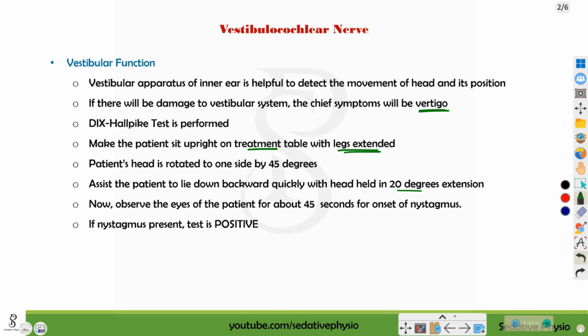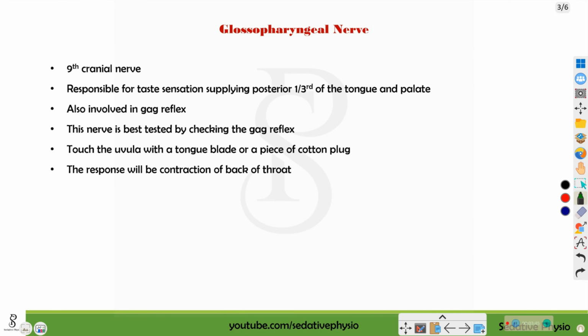After the vestibulocochlear nerve, the next nerve to be tested is the glossopharyngeal nerve. It is the 9th cranial nerve and is responsible for the taste sensation. It supplies the posterior 1/3 of the tongue and also the palate. Apart from these two, it is also involved in the gag reflex, which is a very important reflex. If we are performing any reflex assessment on a patient, the gag reflex is also tested there.